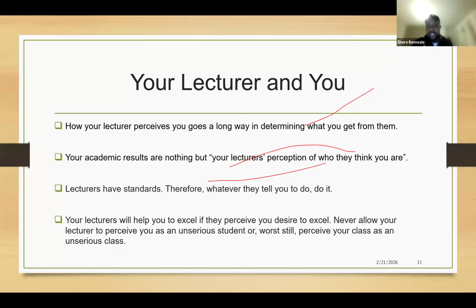So always try to make sure that the lecturers perceive you as a serious and hardworking student. What this means is that even when you have challenges, you will have enough leverage in order to address that problem. So how your lecturers perceive you is very, very important.